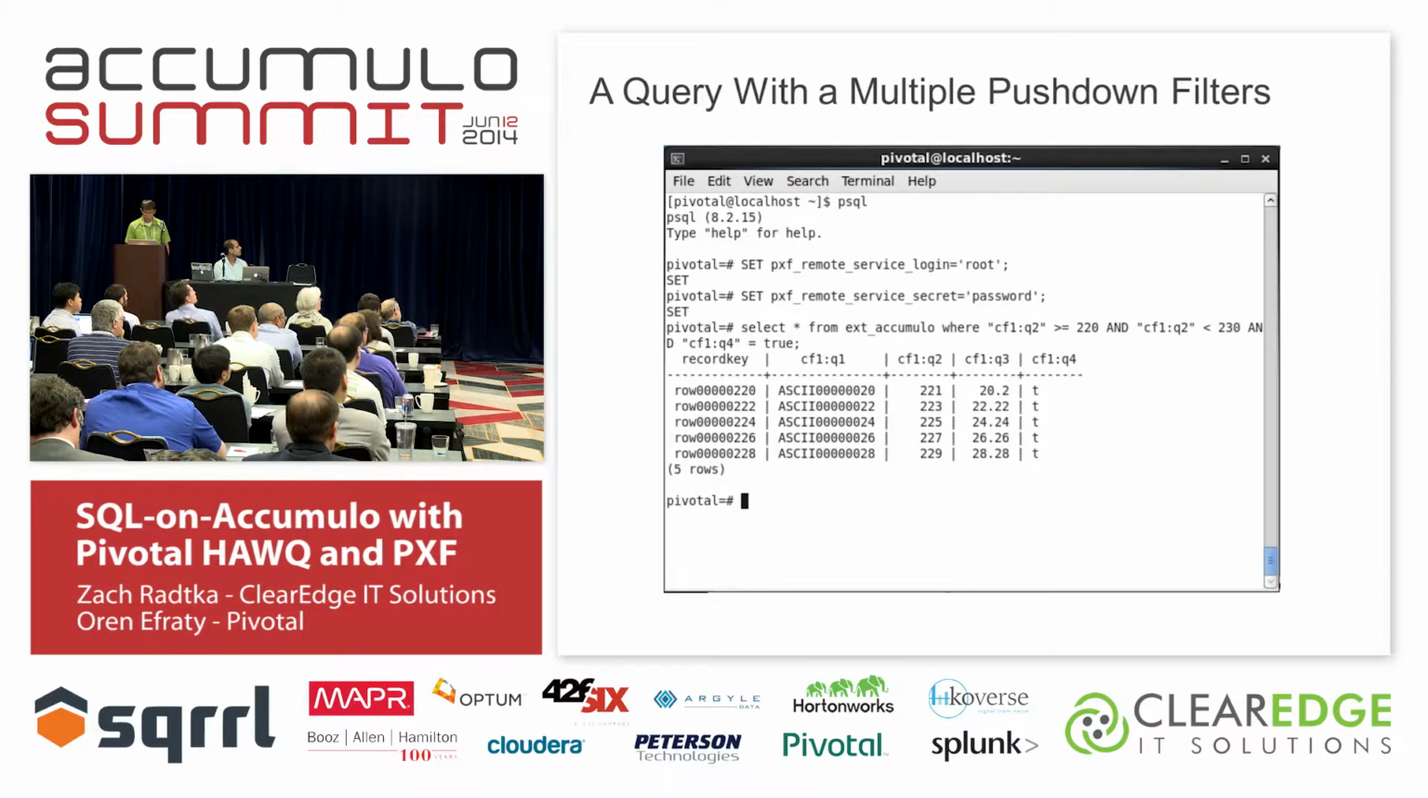Less than 230, and all of our results are true. So internally, this is actually pushing multiple iterators down on our Accumulo scanner for us and doing all the filtering on the server side before it even comes back to HAWQ, right? It's really just doing all the efficient work in Accumulo for us. So it's not happening on the client at all, it's happening on the server backend.